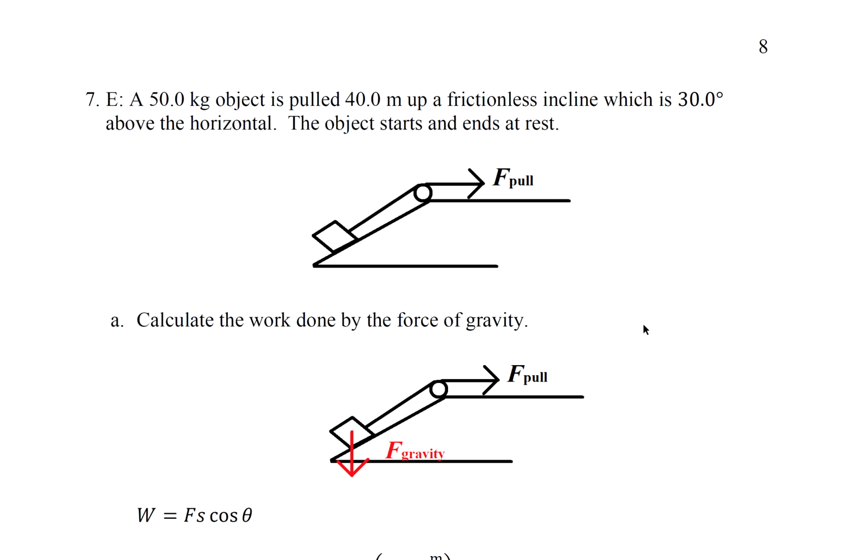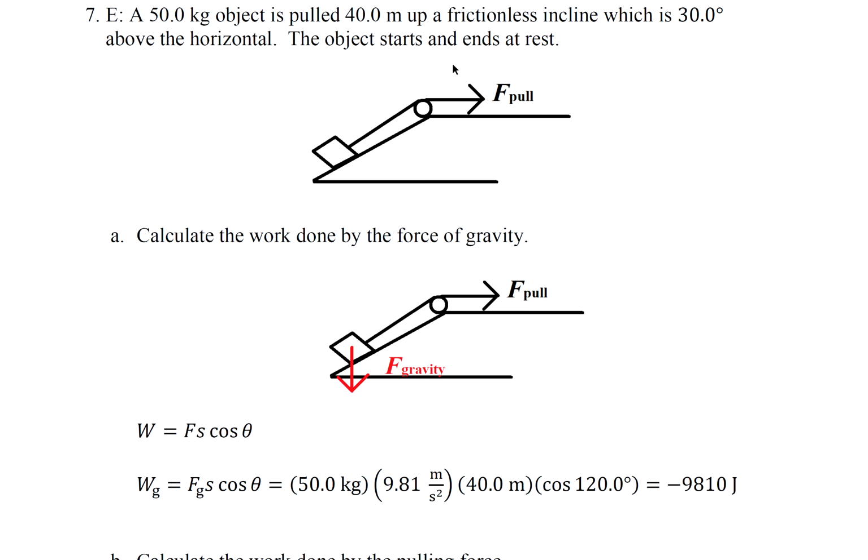Question 7. A 50 kilogram object is pulled 40 meters up a frictionless incline, which is 30 degrees above the horizontal. The object starts and ends at rest. If the object starts and ends at rest, that means the work done, which is the change in kinetic energy, is 0. Calculate the work done by the force of gravity.